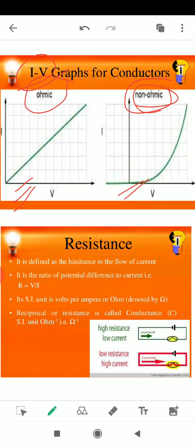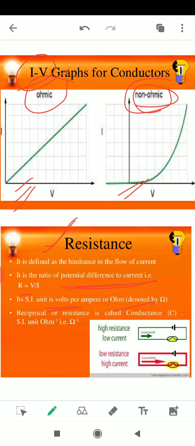Now let us recapitulate what we have studied in today's video. We have studied the property of resistance, which is defined as the hindrance to the flow of current. It is the ratio of potential difference to current, that is R equals V upon I. Its SI unit is volt per ampere, which we also call ohm.